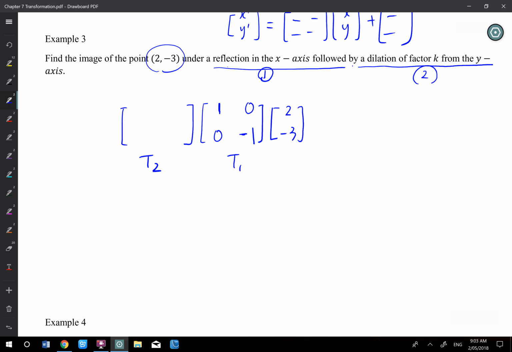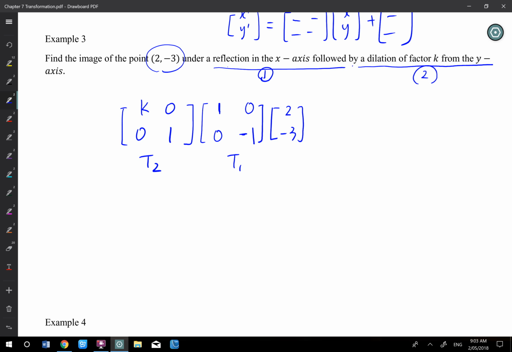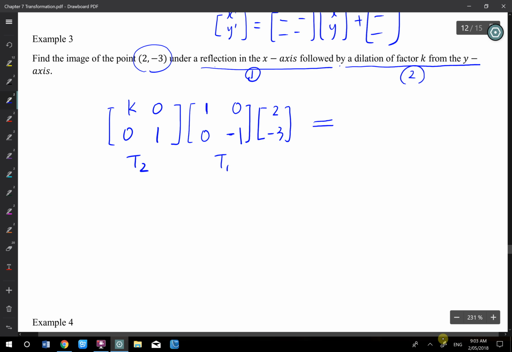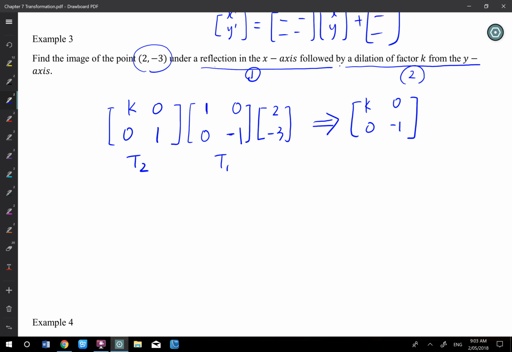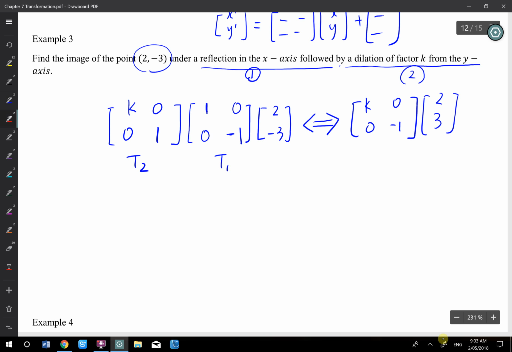So a dilation of K from the y-axis, so that's what I will have. You know what that's equivalent to? That will be equivalent to the matrix (K, 0; 0, -1). So two things can be represented by the same matrix. But why I put 2, I want you to understand how to write the order. Again, which means I can do this. They are equivalent. But why are they equivalent? I will show you that.